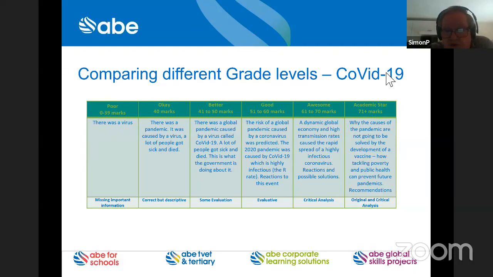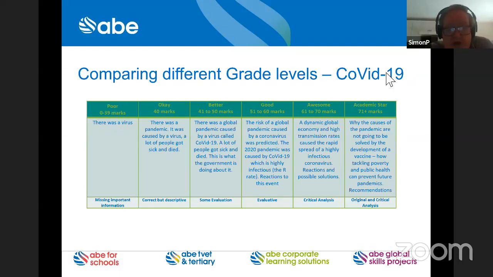So the 2020 pandemic was caused by the COVID-19 virus, which is highly infectious. You can talk about the R rate, so where it is above 1, infections become almost exponential, and then analyze some of the reactions to this event. This is becoming more evaluative and shows a grasp of the wider context, the history, and ways in which public disasters of this kind can be predicted.